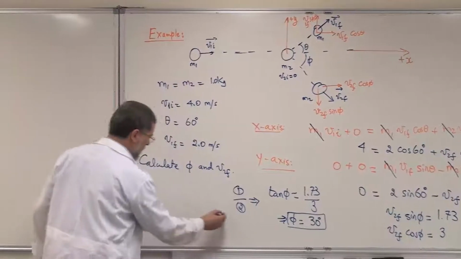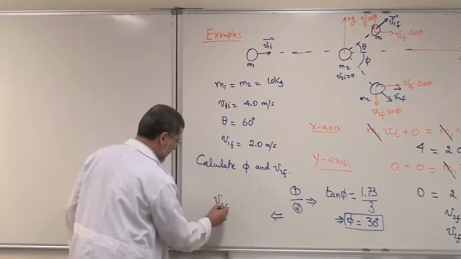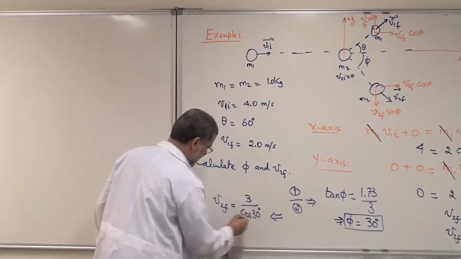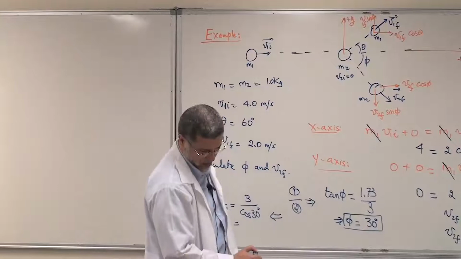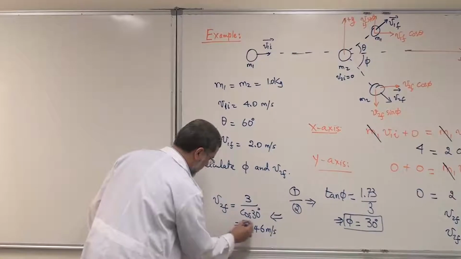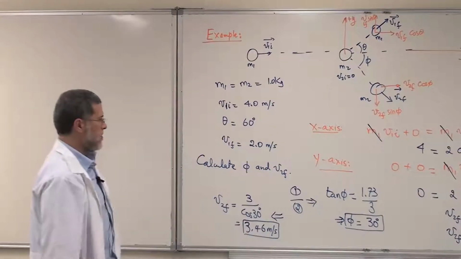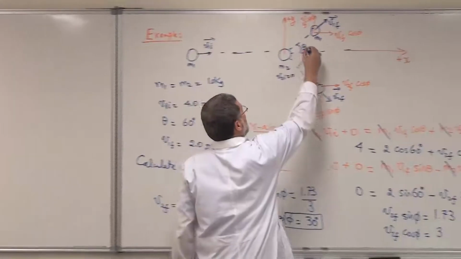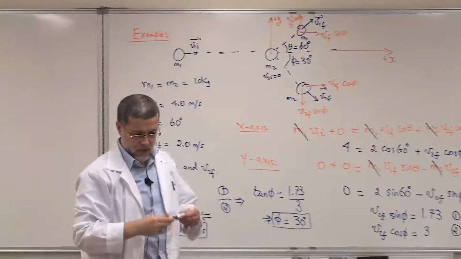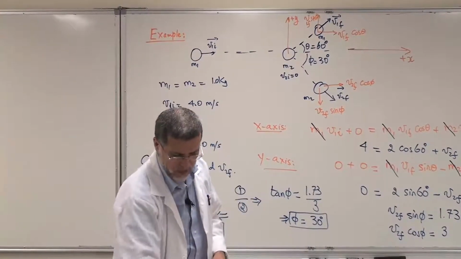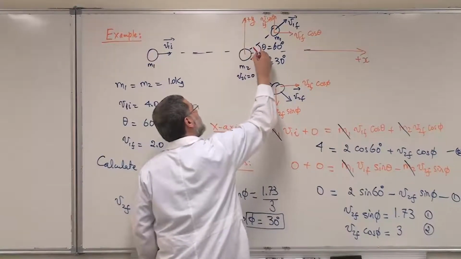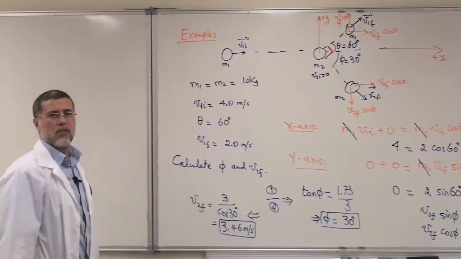Now with 30 degrees, I can find v2 final. From there, v2 final will be 3 divided by cosine 30 degrees. This will give me 3.46 meters per second. That's v2 final. That's the angle phi. This is 60 degrees and this is 30 degrees. What do you notice here? You notice a very important result. When you have a glancing collision and the two masses are equal, this angle here should be 90 degrees. You see here? 60 plus 30 gives you 90.